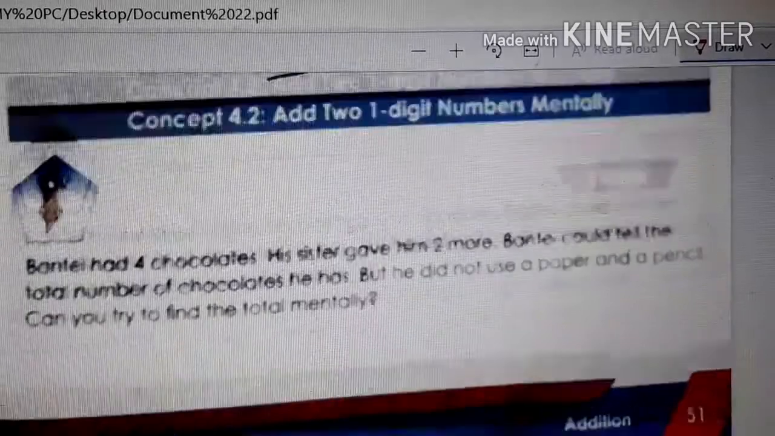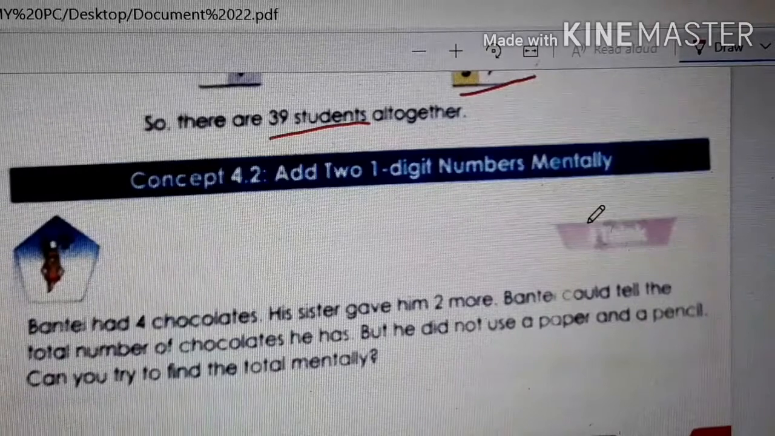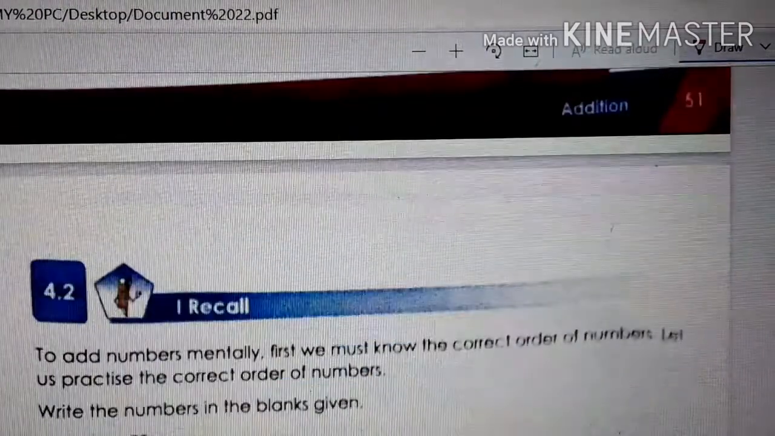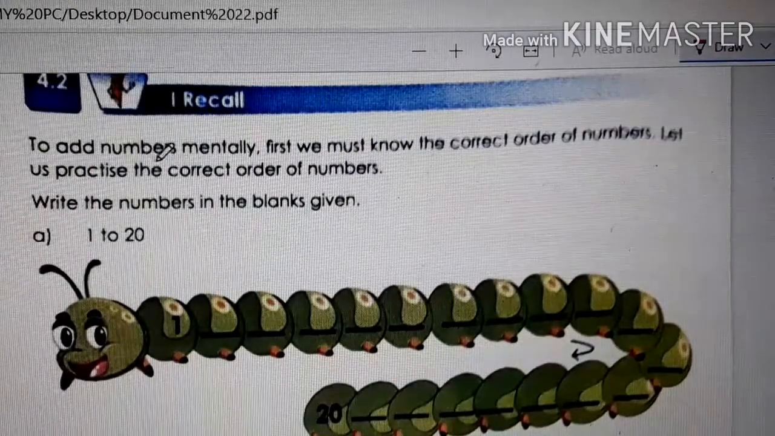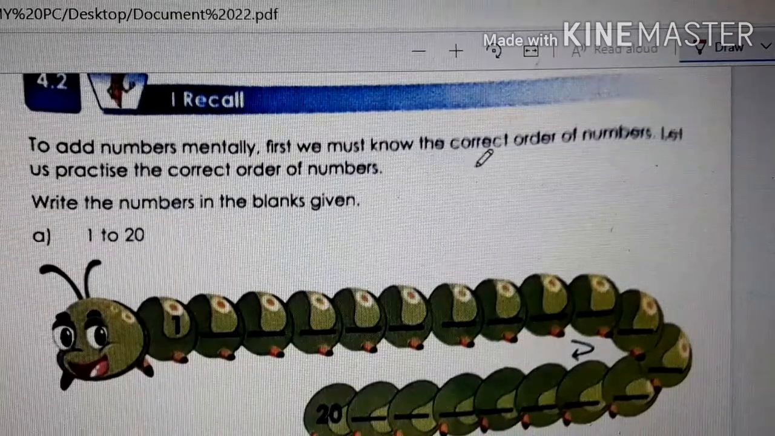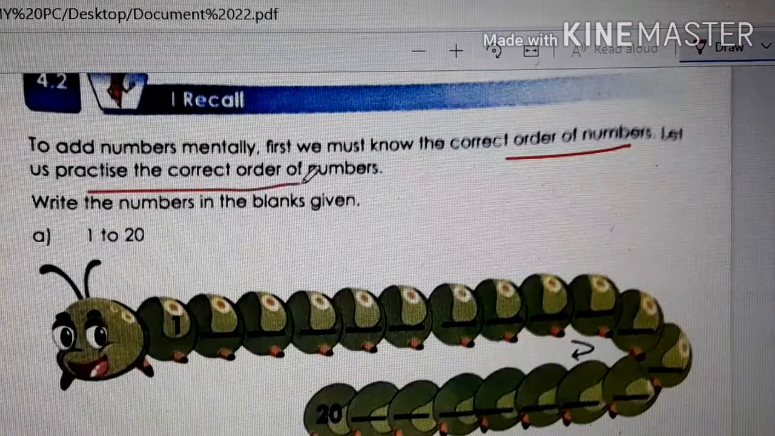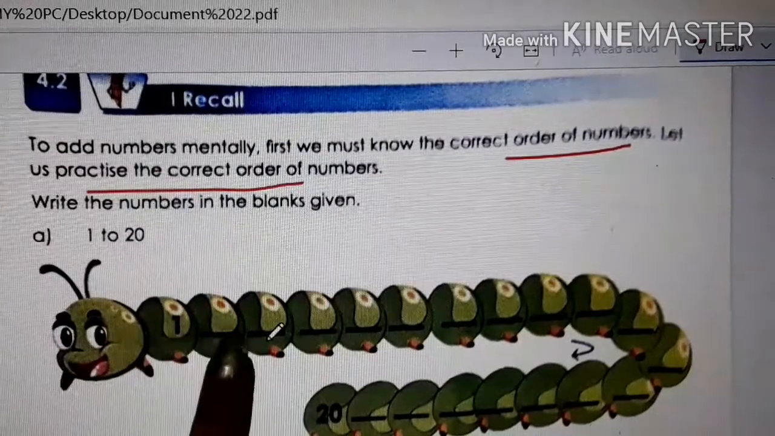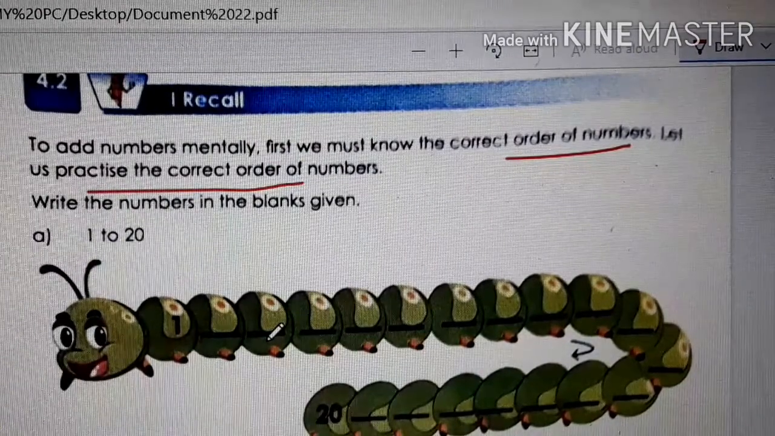Let's move to the next topic, that is adding two one-digit numbers mentally. You know how to add numbers mentally, isn't it? Keeping the bigger number in mind and opening the smaller number on your fingers. Before that, children, you should know the correct order of numbers. So let us practice the correct order of numbers. Children, 1 to 20 you have to write the numbers. After 1 what comes? 2, 3, 4, 5, 6. Up to 20 you are going to write.